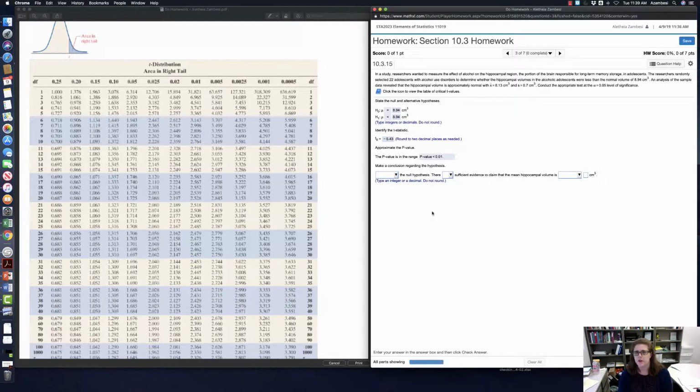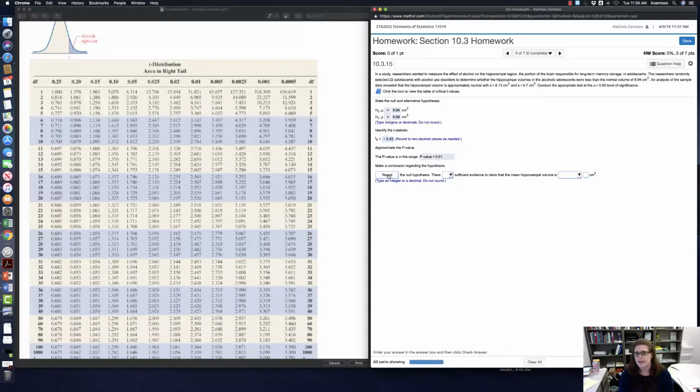Moving on to a conclusion. Conclusions are always made the same way, regardless of what type of test you're making. You're making a comparison between the alpha value, 0.05, and the p-value that you've calculated here. So the rule of conclusions is, if the p-value you calculate is less than alpha, so if this p-value is less than 0.05, then we reject the null hypothesis. So p less than alpha, we reject. If p is greater than alpha, we fail to reject.